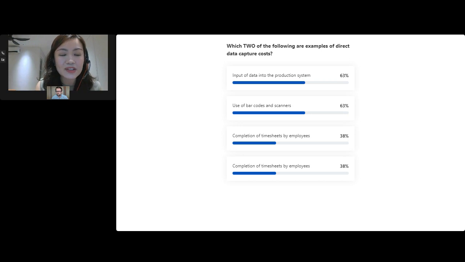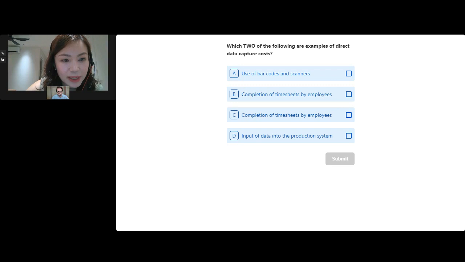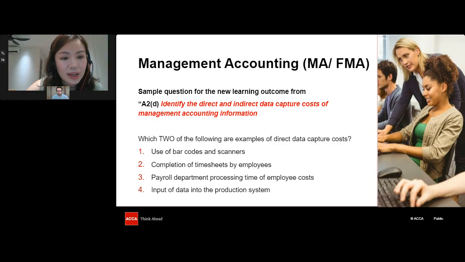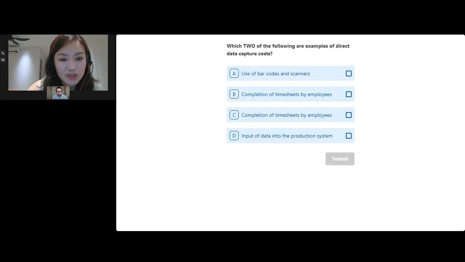That is the correct answer for the first. And let's see number two, the completion of timesheets by employees. In the first place, is this correct? Let's have a look at this again. The completion of timesheets by employees, you can see it's correct. That's the second one. Okay, as you can see, the third one, the payroll department processing. Sorry for this. It is supposed to be the payroll processing.